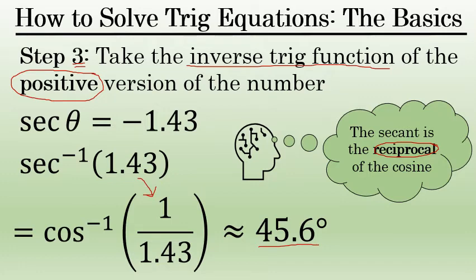Remember, in step 2, I said that our solutions are going to be in quadrants 2 and 3. This 45.6 degree angle is a first quadrant angle, but it will be the reference angle that we'll use to find our second and third quadrant solutions to this equation. That's what we'll do in step 4.